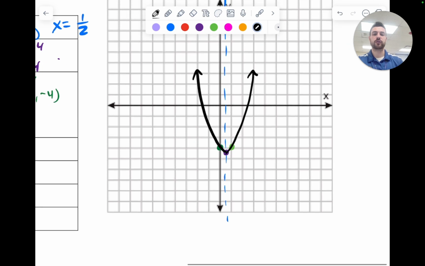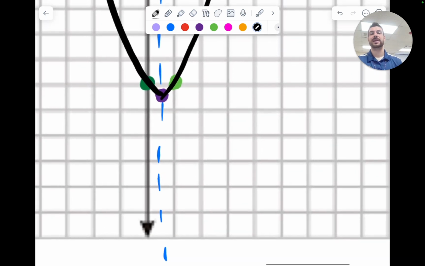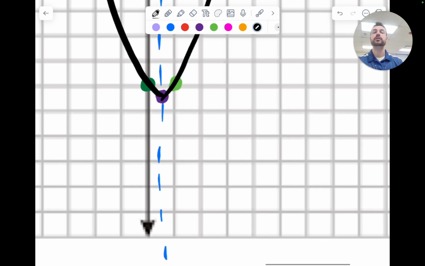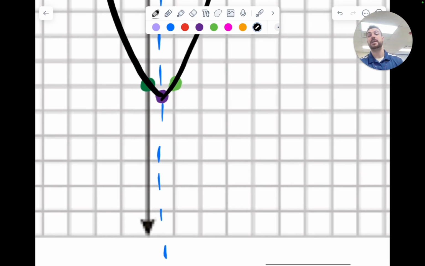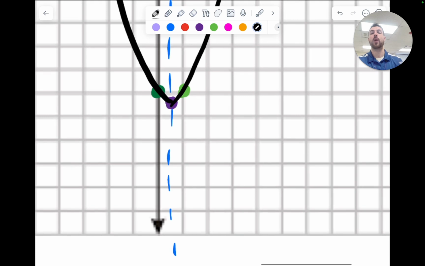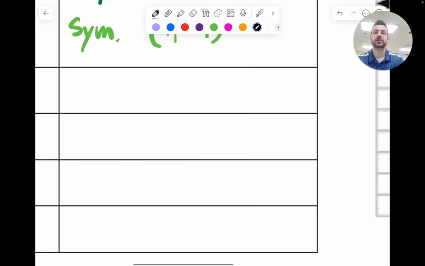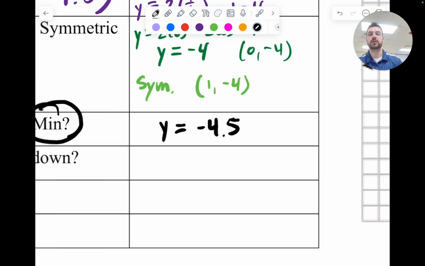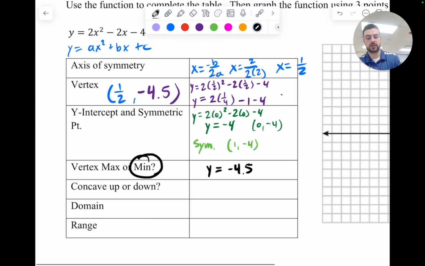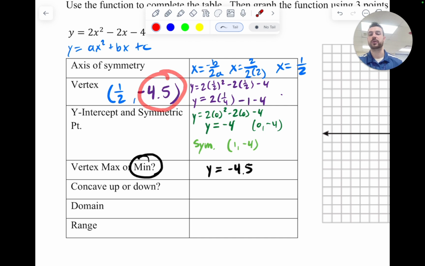So our vertex is a low point, so it is a minimum. The value of the function down there is that minimum value. So the y value is what we're talking about here. Our x value is our input. We're plugging it in. The value of the function, I should say, is our y value. So the minimum value is going to be y equals negative 4.5, which is the lowest output that we have.